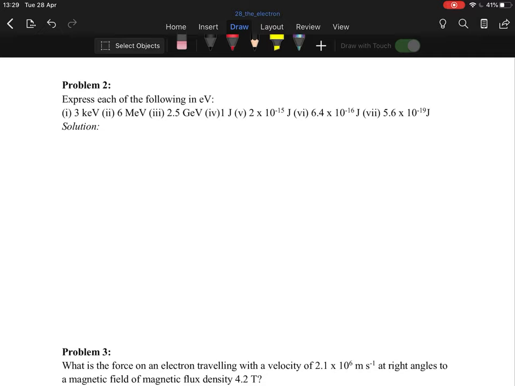Okay, so there you go. Now, the next question is about conversions. I'm not going to show you the first three. They should be fairly straightforward. Go to your log tables. Simple. Page 46, I think.